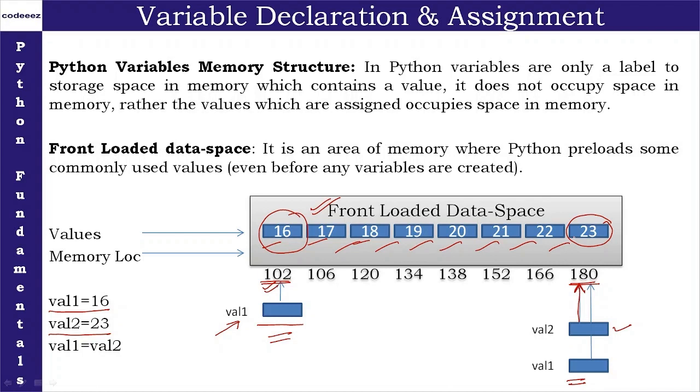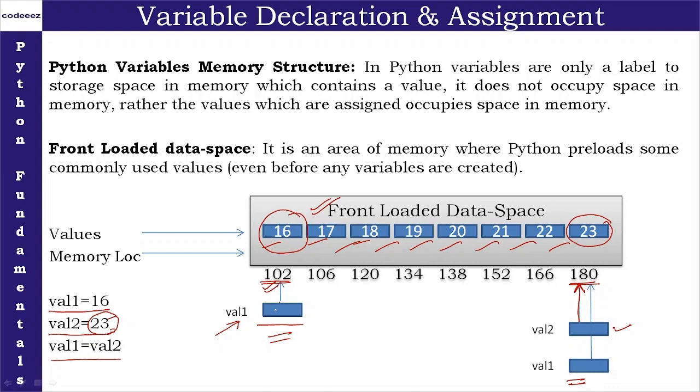Now consider one more example. val1 equals val2. This is the third statement, after the first and second statements. Now what happens here? val2 has the value 23, and this value 23 is assigned to variable val1. Now what happens? Initially val1 was pointing to location 102, which has the value 16. Now it has to store the value 23 in it because val2 has 23, so val1 should also have 23. Now what will happen?